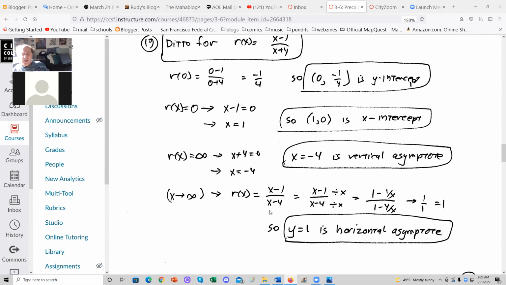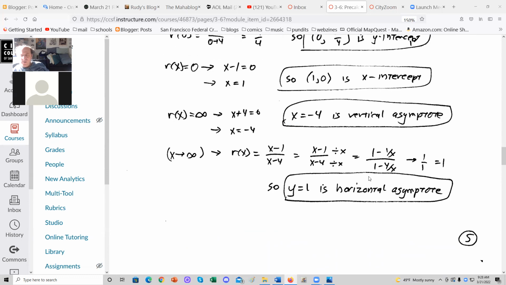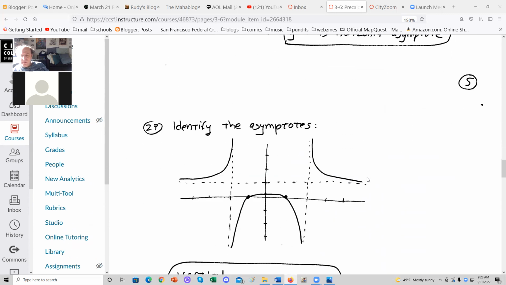So the function is (x minus 1) over (x minus 4). Well, basically the leading terms dominate. So we divide numerator and denominator by the highest power of x, in this case x. You get (1 minus 1 over x) over (1 minus 4 over x). The 1 over x and the 4 over x approach 0 near infinity, so you're left with 1 over 1, which is 1. So y equals 1 is the horizontal asymptote.